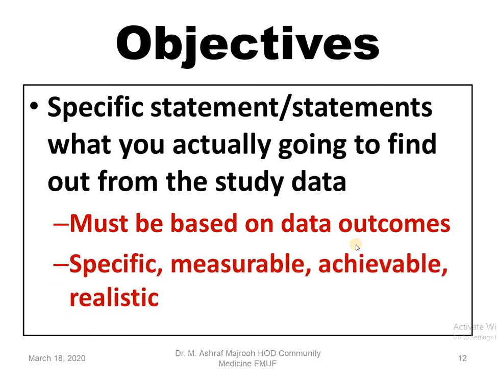Then specific, measurable, achievable. The objective must be specific, measurable, quantifiable, as you have to make quantitative tables, how much is the problem, how much is the percentage, and you have to apply statistical tests. So the things that should be measurable are converted into measurable indicators, and these can be achieved, and they must be realistic.